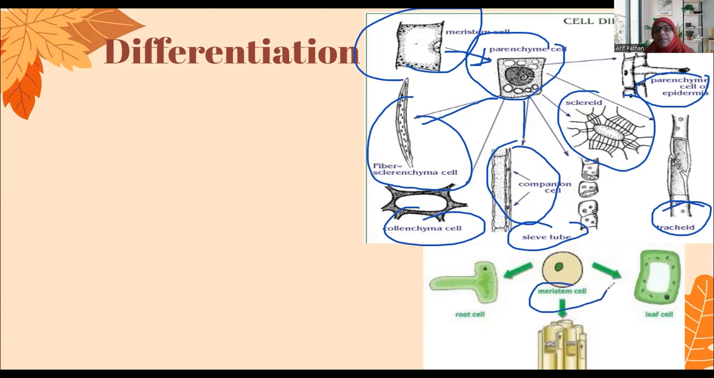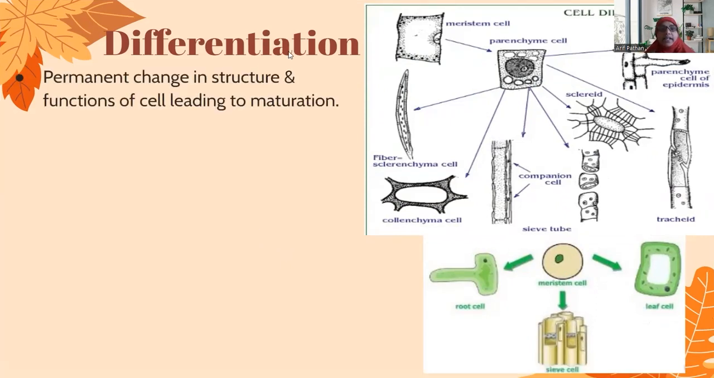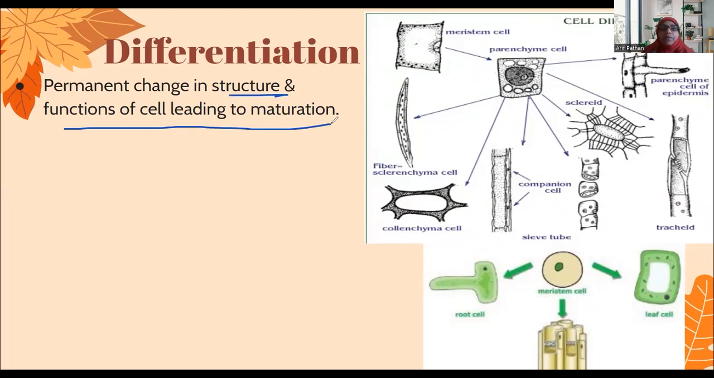For example, a simple example: meristematic cells can go and become root cells, can become leaf cells, can become the vascular xylem and phloem. So basically, the new cell is now having identity. It is having a purpose in life. So a permanent change in the structure and function of a cell leading to maturation is differentiation.